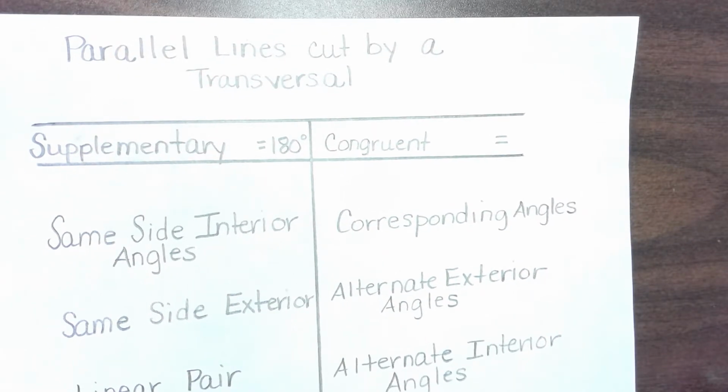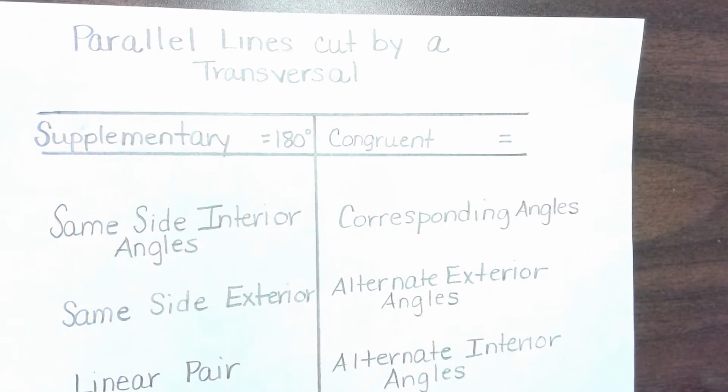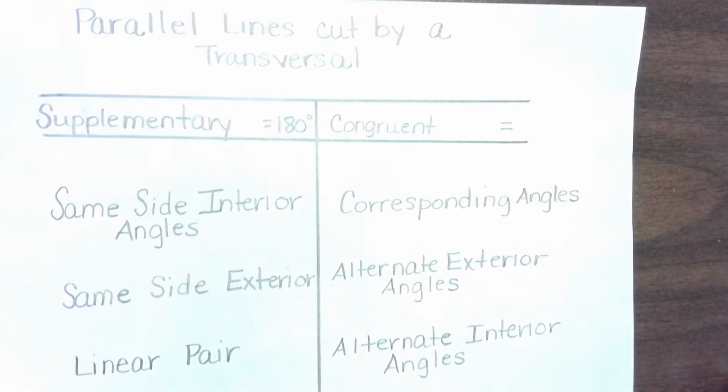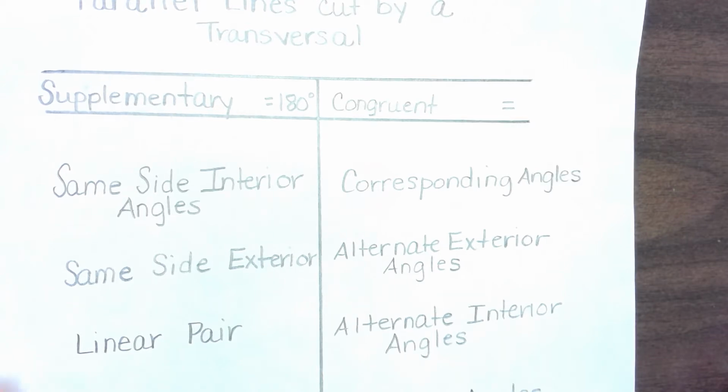How do I know which one's which? One, you've got to learn the angles. Two, this quick chart will tell you, do I add them and set them equal to 180, or do I just set them equal to each other? So on the supplementary side, we'll have same side interior angles, same side exterior angles, and linear pairs. We'll add those and set those equal to 180.